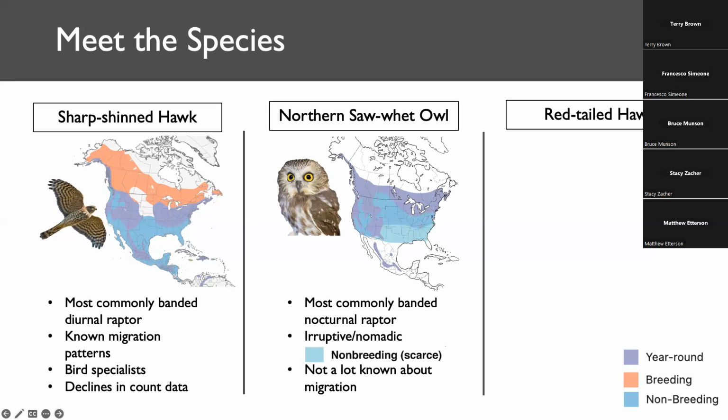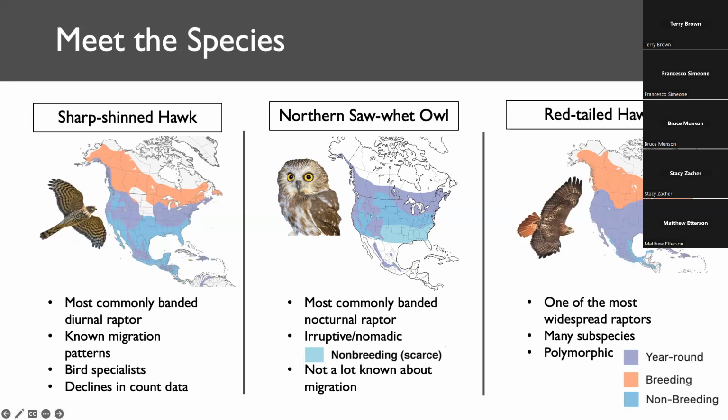The Northern Saw-whet Owl is the most commonly banded nocturnal raptor at Hawk Ridge. They are eruptive, meaning that their numbers fluctuate greatly from year to year, and they're thought to also be mostly nomadic, meaning that their migration patterns might not have consistency from year to year. However, there's really not a lot known about their migration or their breeding range. They're very small and very secretive.